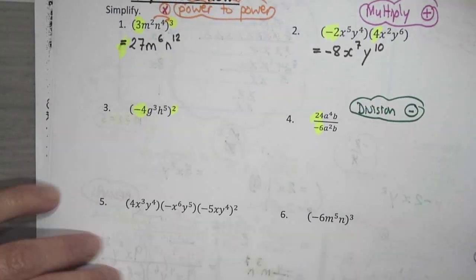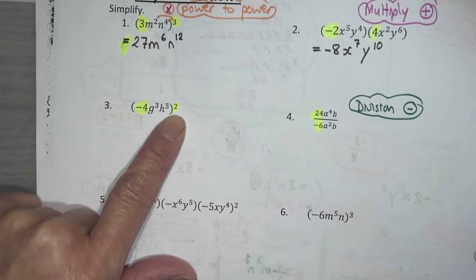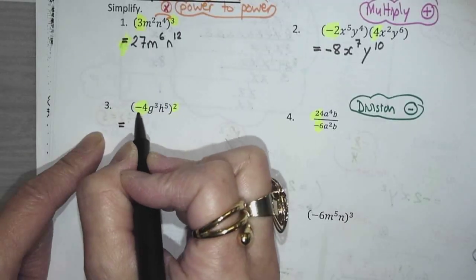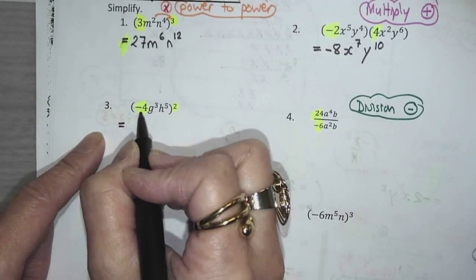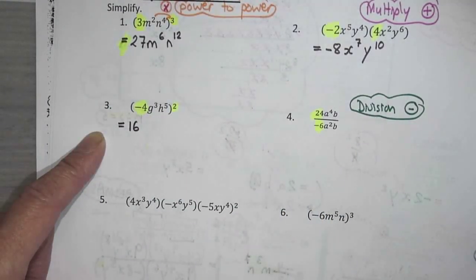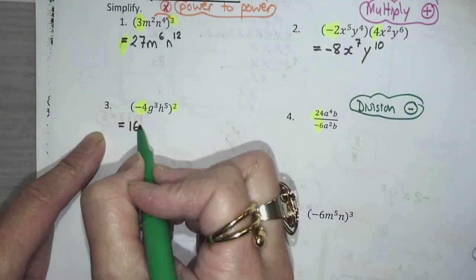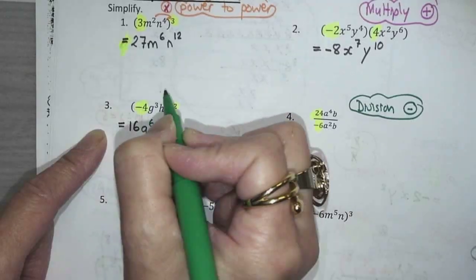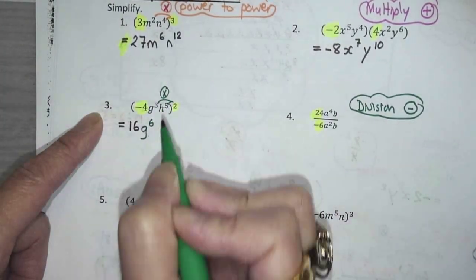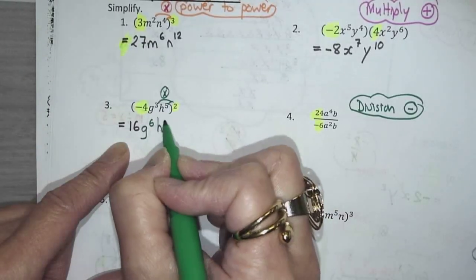Okay, here, what rule would this one be? Looking at it, you have a power of a power. So it's a power to power rule, which is this rule. That means that the number gets negative 4 squared. The numbers are regular. Negative 4 to the power of 2 would be positive 16. Then g to the 3. I have 2 of the 3, so that'd be g to the 6. In my head, I go multiplication. H to the 5, I have 2 of them. 2 5s would get me h to the 10.